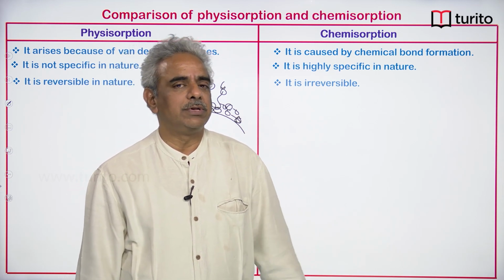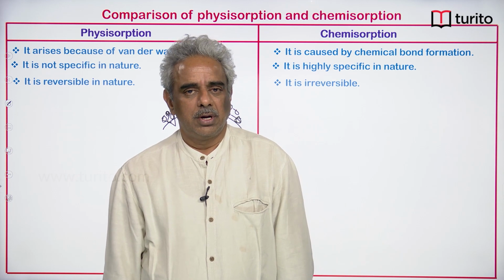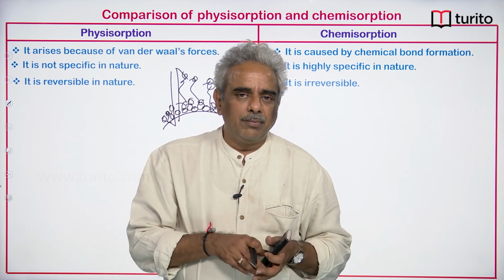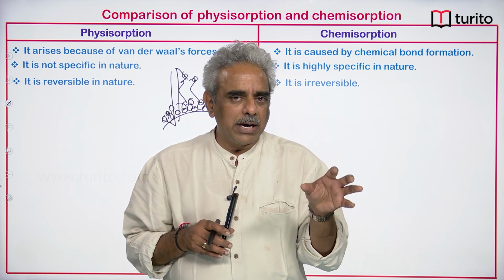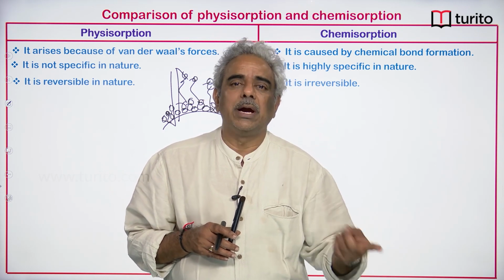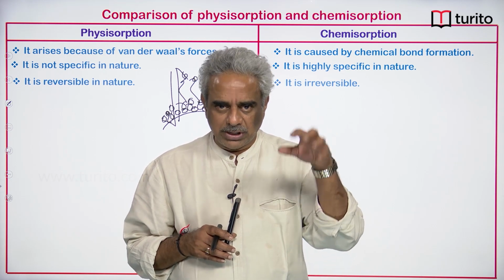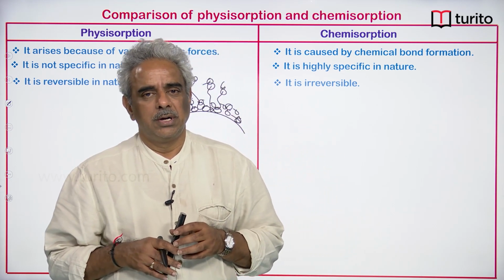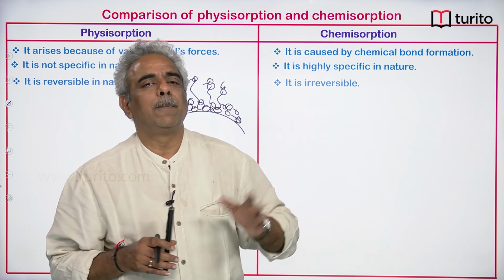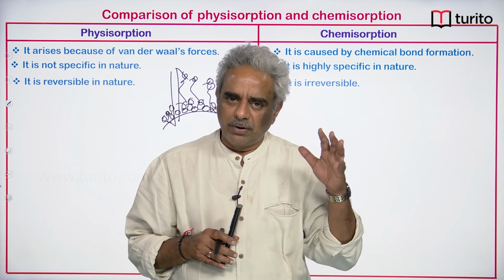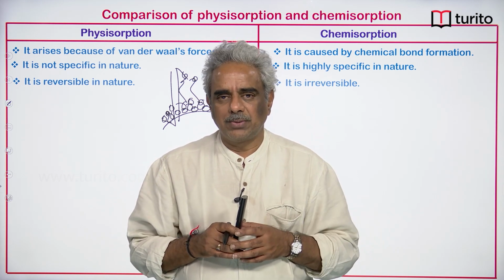This happens only in physical adsorption, and this is called reversible adsorption. There will always be an equilibrium between unadsorbed adsorbate and adsorbed adsorbate. Adsorbate means the molecules which settle down on the surface. So, adsorbed adsorbate and unadsorbed adsorbate exist in equilibrium. So, there will always be some equilibrium. That is called reversible adsorption.